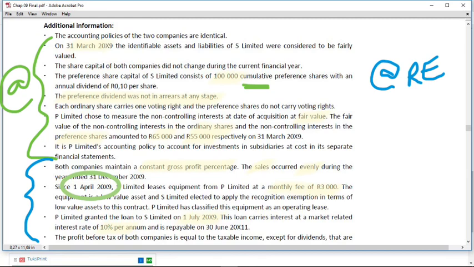Then they tell you that profit before tax of both companies is equal to taxable income, except for dividends that are not taxable. Right, so that we're going to use for our income tax expense calculation.